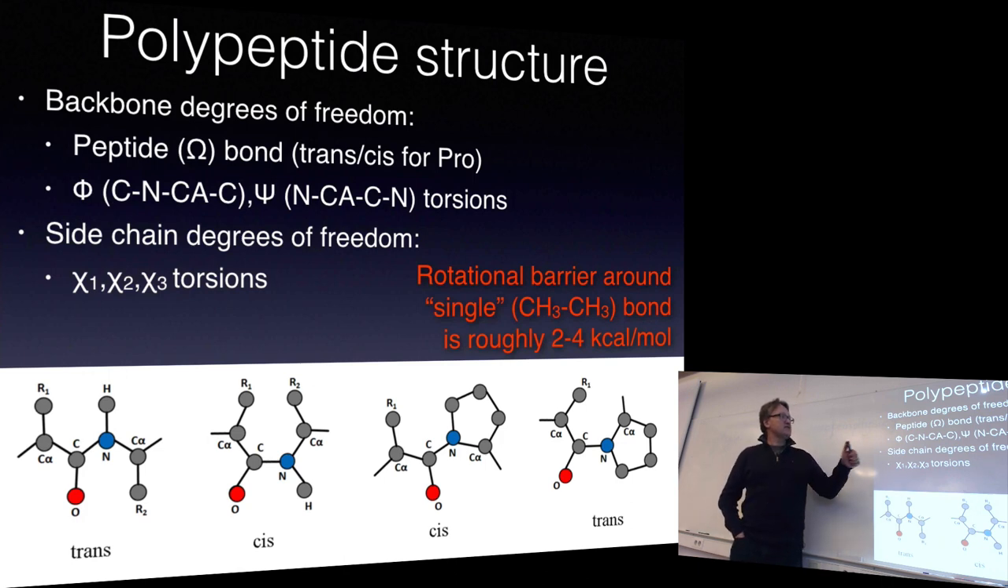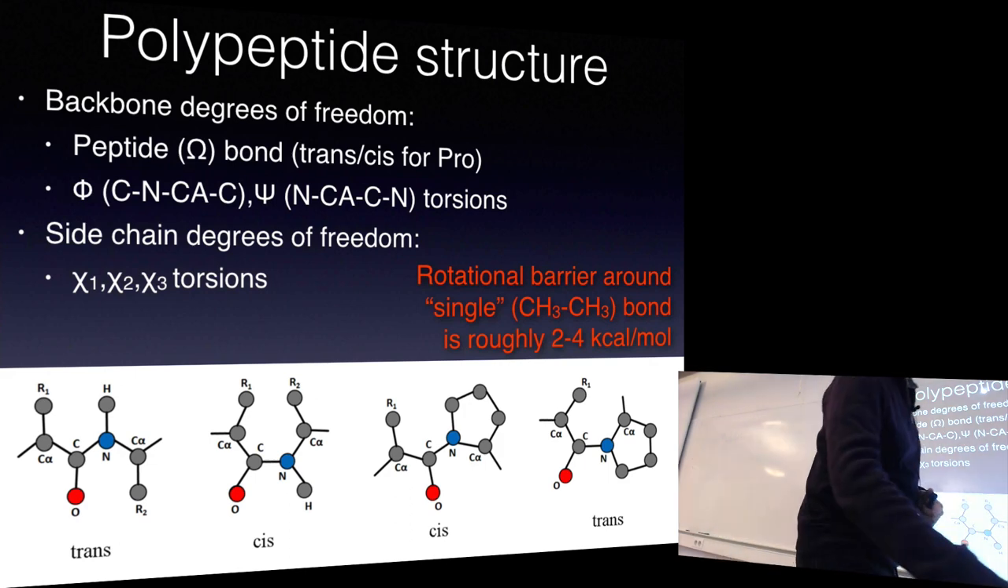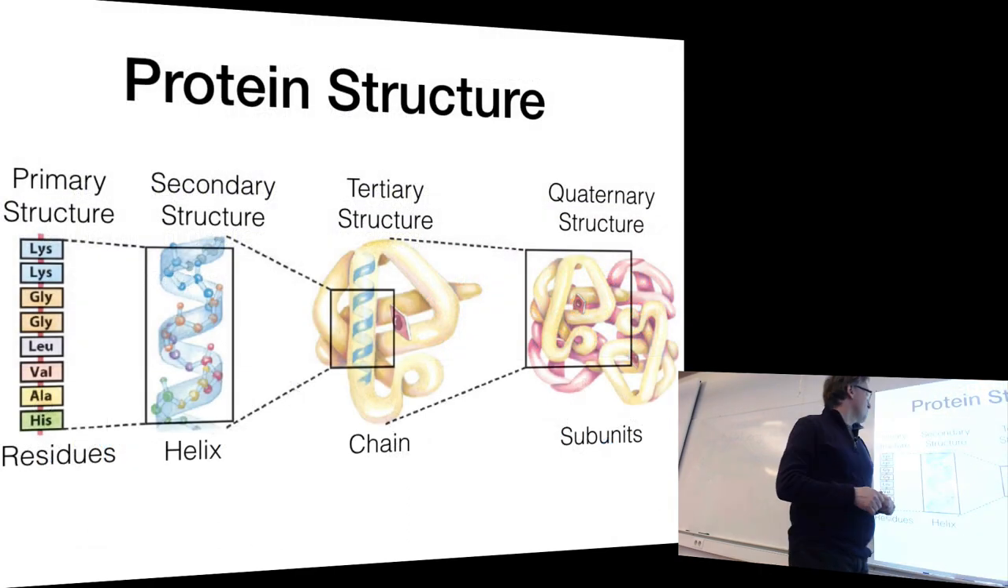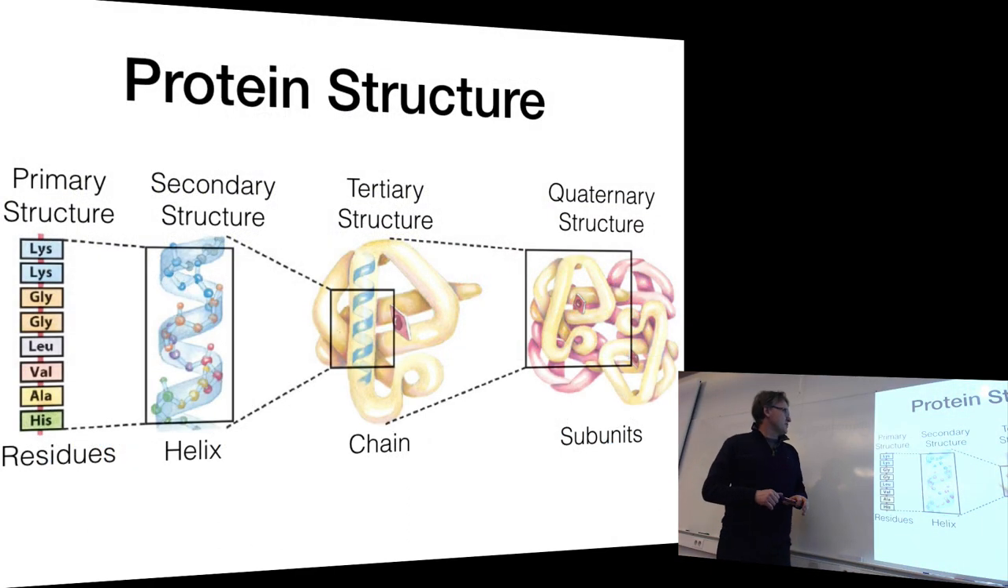And it turns out that the reason why these torsions are so important is that they happen to have energy barriers that are in the ballpark. We can actually get over them with thermal motion. But we don't go over them all the time. So if you actually change, you are going to be in a specific torsion. So they can change, but they don't change all the time.